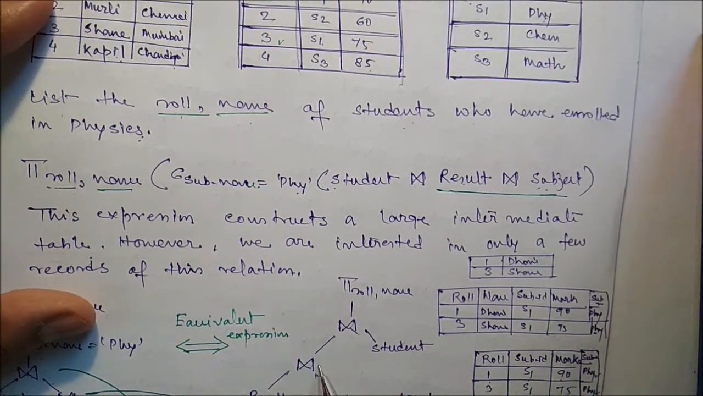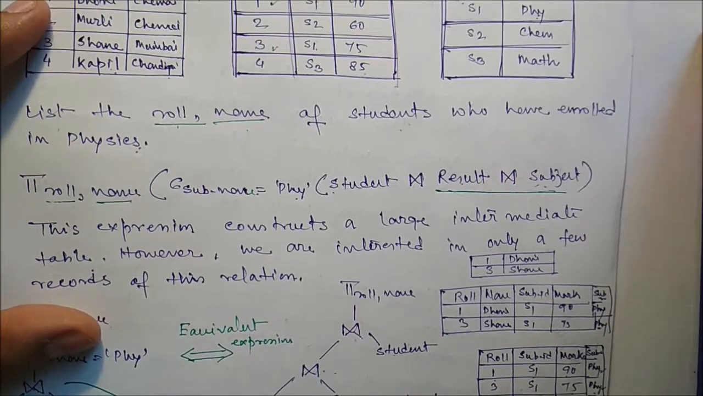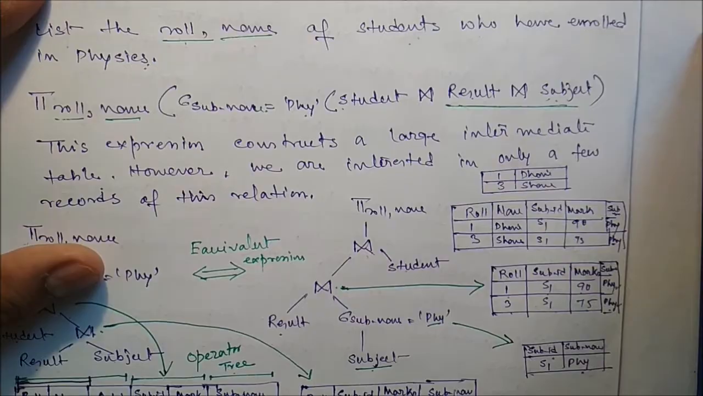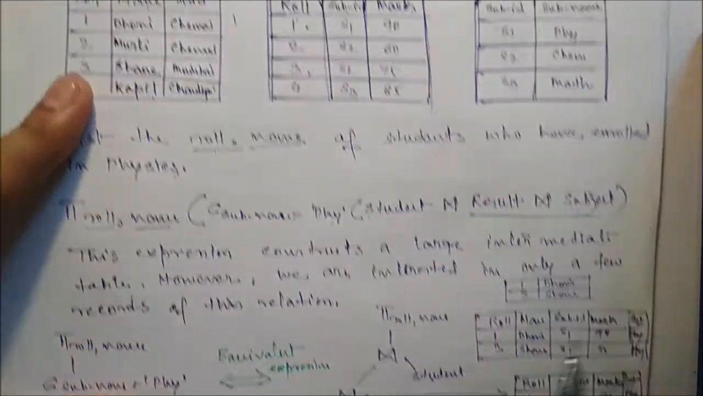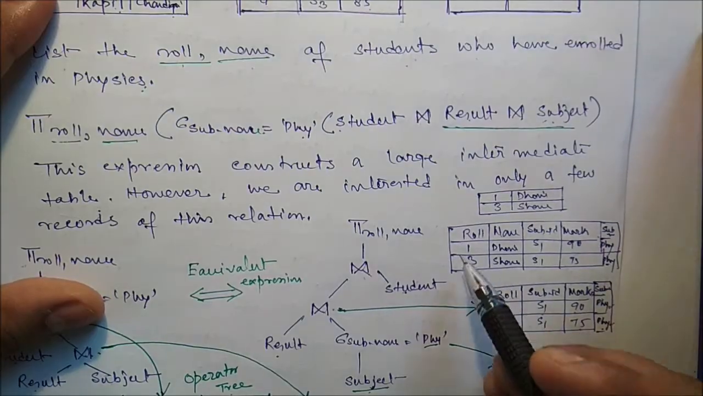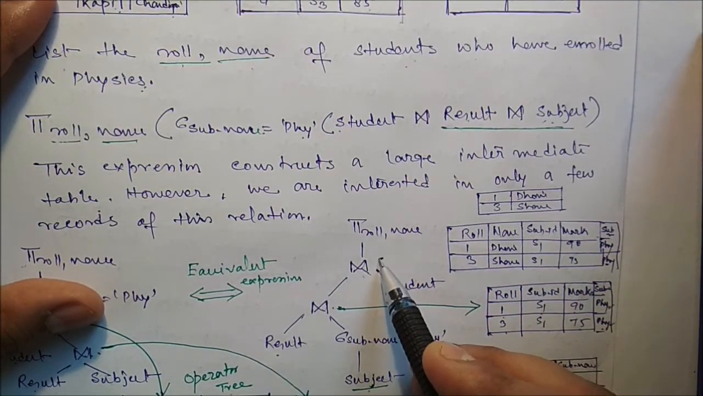Similarly, after that we have to merge these two tables. So this is what we get after this operation. After that you have to merge with the student table. Now if you merge with this particular student table, it will create this particular table. So this is what we get after joining.